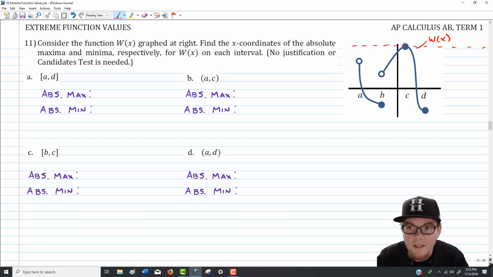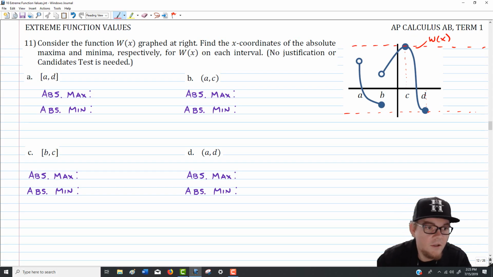So first, it looks like the biggest value occurs right there, at x equals c. And our smallest value, if I'm seeing this correctly, appears to occur at x equals d. So from here, that's all we really need. We can see where the highest and lowest values are. They both have a closed dot, meaning that they're defined for this particular function.